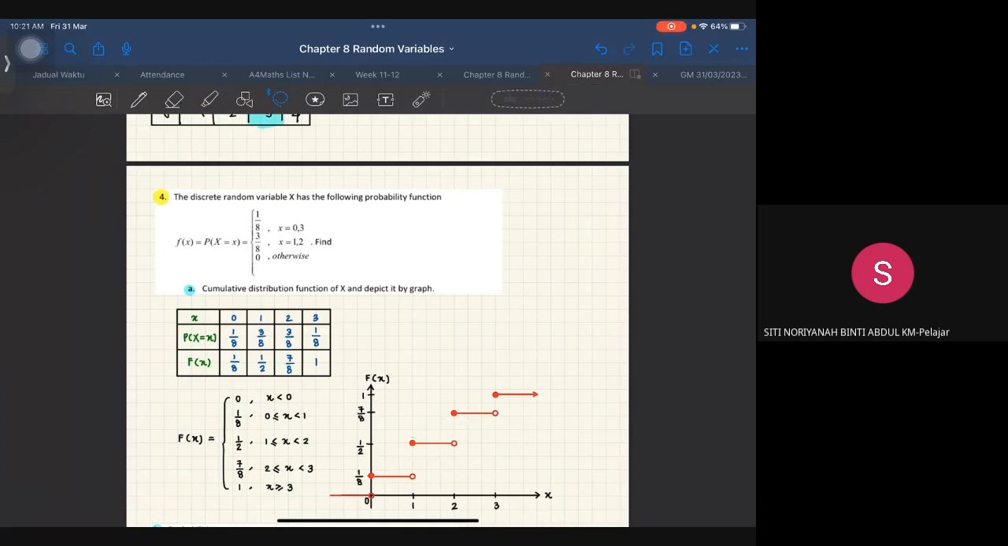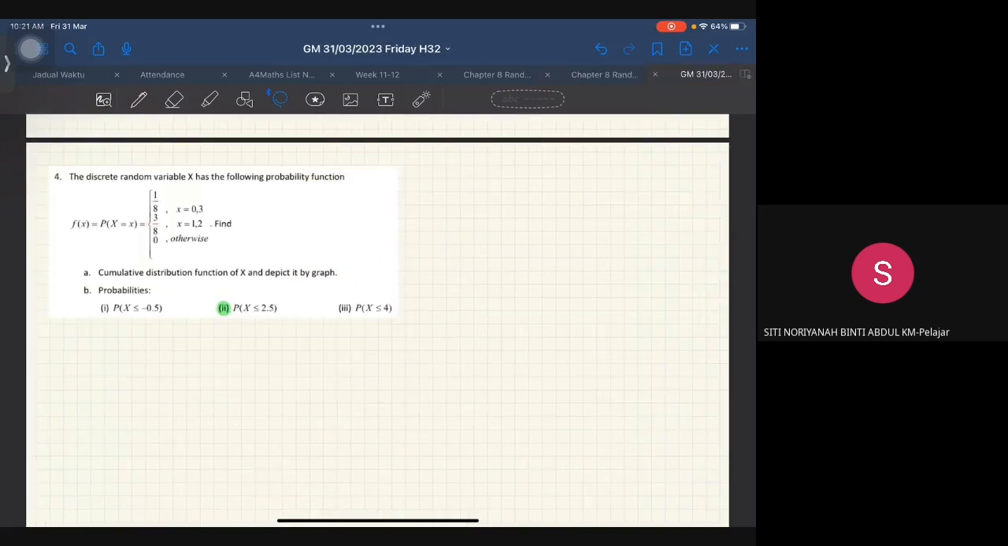Okay, so ni adalah answer for part A. This one.